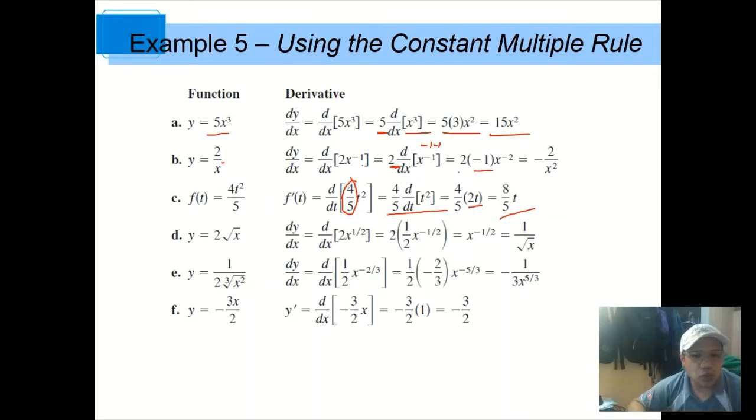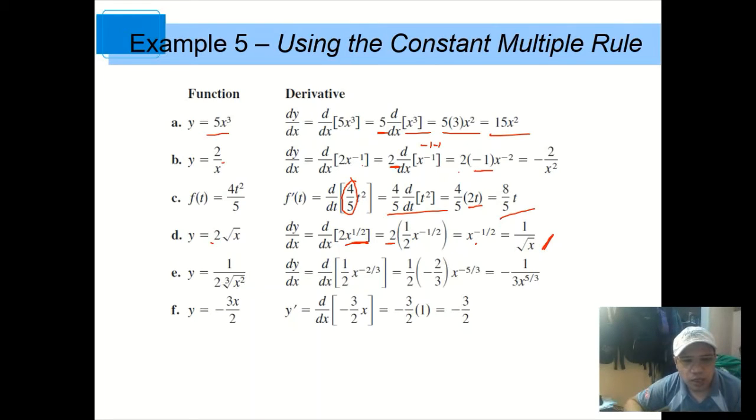Y is equal to 2 square root of x. 2 times square root of x. So, labas natin si 2. Rewrite na natin: 2x raised to 1 half. Then, the derivative of x raised to 1 half is 1 half x raised to negative 1 half. So, 2 times 1 half cancel out. Kaya x raised to negative 1 half, or the answer is 1 over square root of x.